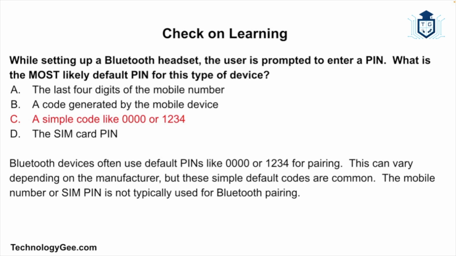Bluetooth devices often use default PINs like 0000 or 1234 for pairing. This can vary depending upon the manufacturer, but these simple default codes are common. And the mobile device number or SIM PIN is not typically used for Bluetooth pairing.